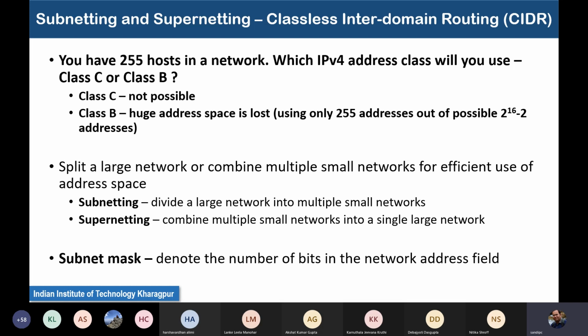So you had classful IP addresses, and initially people found out that one of the major sources of wastage is these classes. In the example that I showed here, if you need 255 hosts, you cannot use class C, you have to go for class B. But in class B, you end up wasting a large number of IP addresses. So the idea was to break the concept of class and dynamically split a large network or combine multiple small networks together for efficient use of address space.